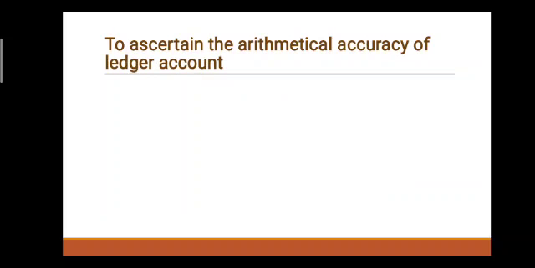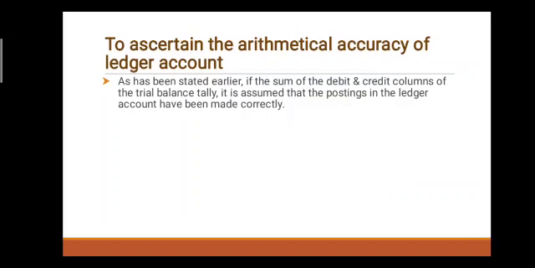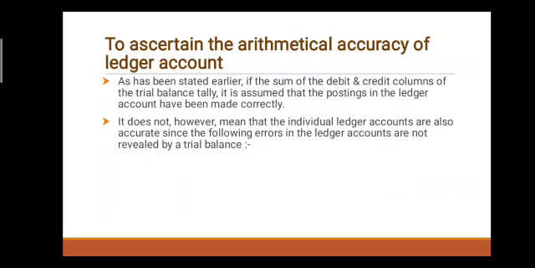First objective, to ascertain the arithmetical accuracy of ledger accounts. As has been stated earlier, if the sum of debit and credit columns of the trial balance tally, it is assumed that the postings in the ledger accounts have been made correctly. It does not, however, mean that the individual ledger accounts are also accurate, since the following errors in the ledger accounts are not revealed by the trial balance.